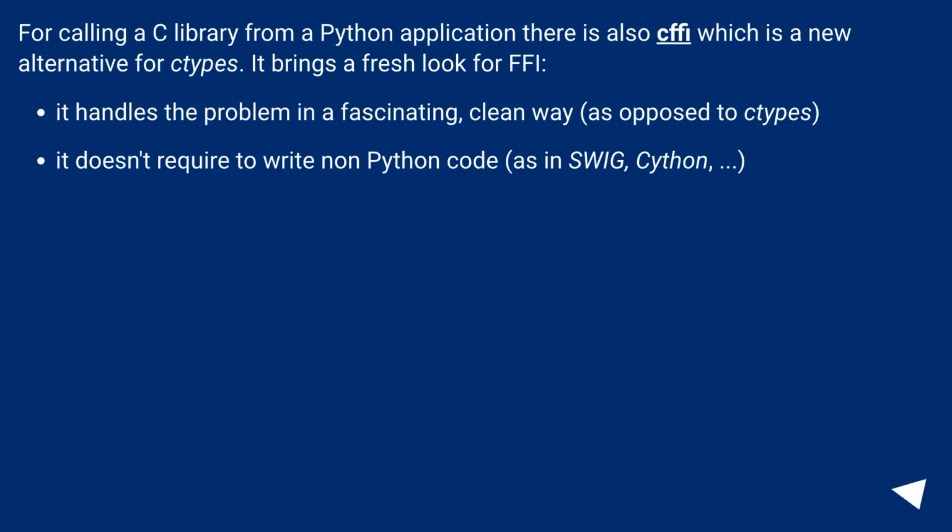For calling a C library from a Python application, there is also CFFI, which is a new alternative to ctypes. It brings a fresh look for FFI. It handles the problem in a fascinating, clean way as opposed to ctypes. It doesn't require you to write non-Python code, as in SWIG or Cython.